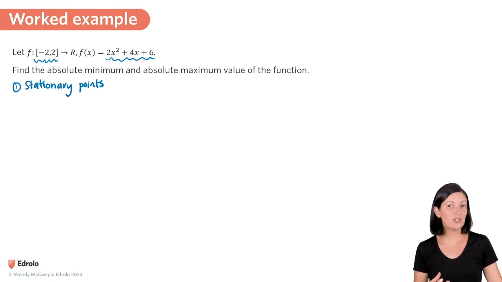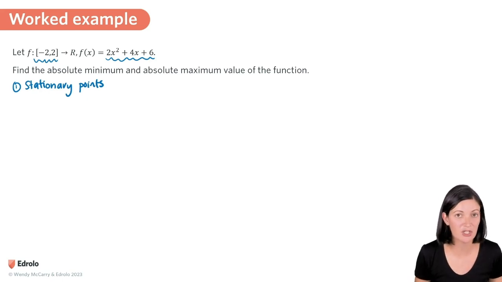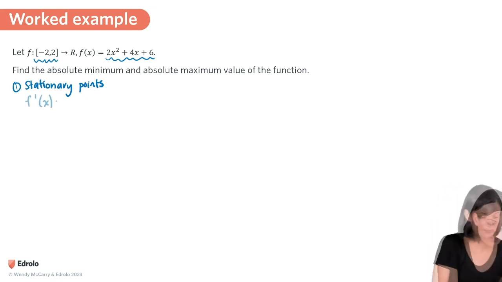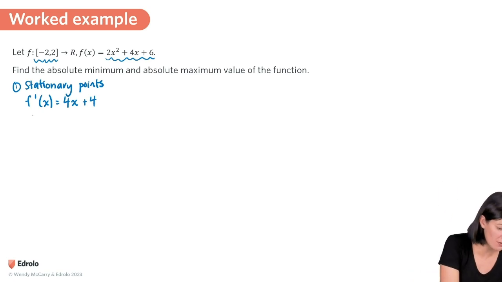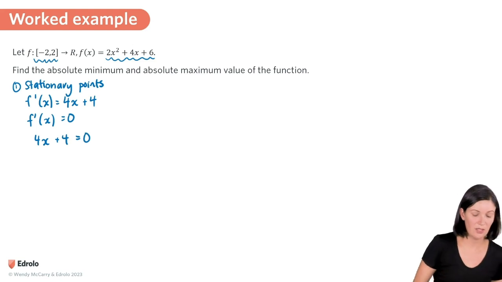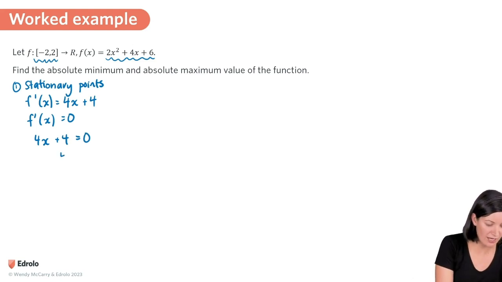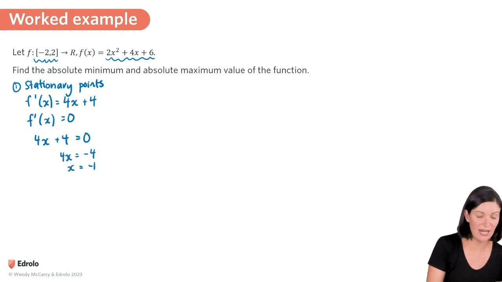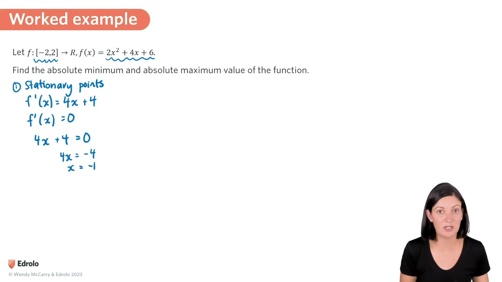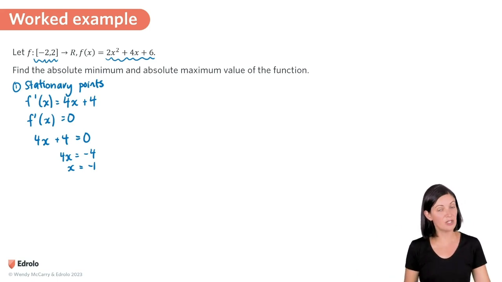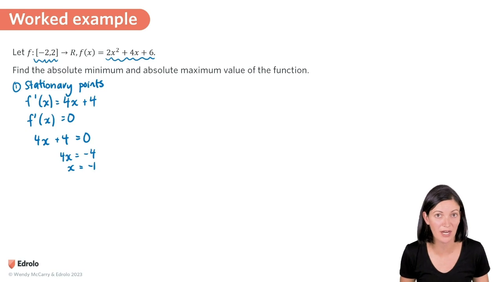And if you'll remember, we do that by finding the derivative of the function and setting it equal to 0. So the derivative of this function would be 4x + 4. Okay, so if I set that equal to 0 and solve for x, I would get 4x = -4. So x = -1. Okay, that's the x value of my turning point. Now I'm going to substitute x = -1 into my original function to find the y-coordinate of that point.